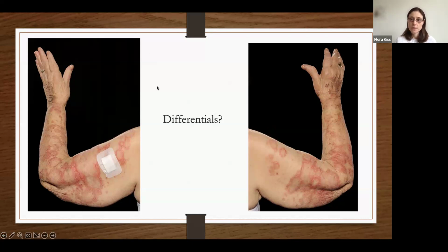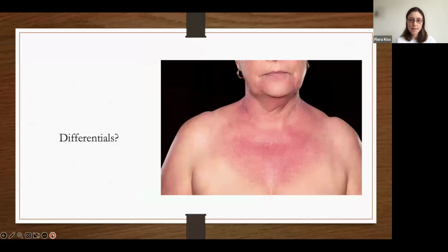Great. So I hope that helps, and we move on to the next case, where you can see this quite inflamed violaceous erythematous rash with some telangiectasia on the upper chest of this lady who's in her early 60s. And this is a case of dermatomyositis that I've brought you.